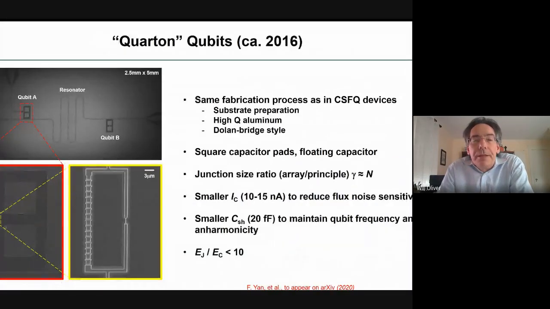So we made and measured a bunch of these back in 2016. I just show a picture of one of them on the left, which has 16 parallel junctions. It's made with the same fabrication process as the C-Shunts. Substrate preparation was the same, and high-Q aluminum, and this is a Dolan bridge style junction. Floating capacitor again. We reduced the critical current. These are 10 to 15 nanoamps, and we also reduced a bit the C-Shunt. The EJ over EC is around or less than 10 for this device.